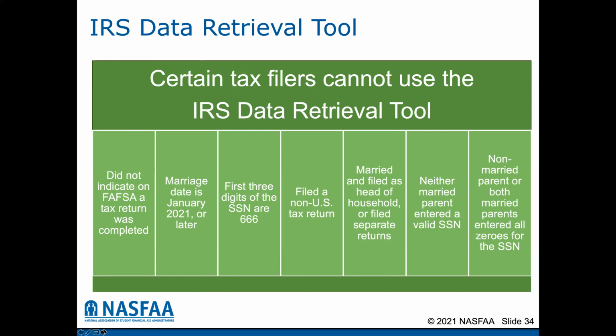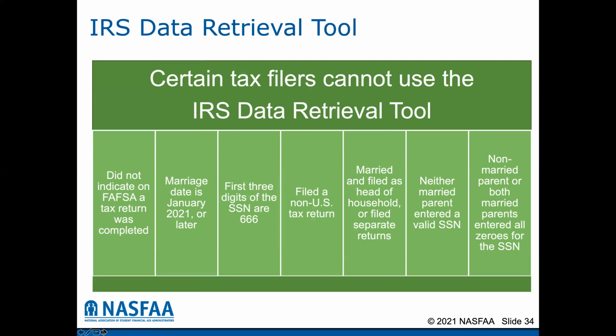If the first 3 digits of your social security number begin with 666, I haven't run into anybody with that, but if they do, you can't use the IRS data retrieval tool. If you filed a non-US tax return, you can't use it. If you're married and you filed as head of household or filed married separate returns, then you can't use it because the data retrieval tool cannot pull in 2 separate returns. So again, you'd have to combine that income and information in the boxes that it is looking for on the application manually.